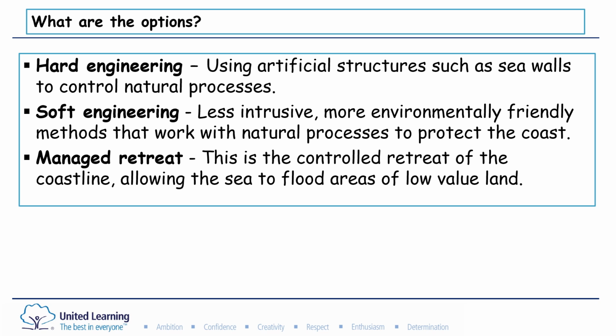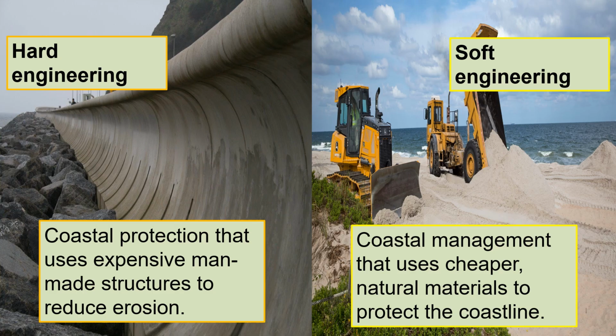Brilliant, so let's carry on. So, hard engineering is often expensive, it's often man-made, and it can be quite intrusive, okay? Soft engineering is often cheaper, it's using more natural processes in order to protect the coastline. If you just look at the 2 pictures, you can see that we've got a seawall and rock armour compared to soft engineering, which is just adding more sediment to the beach.